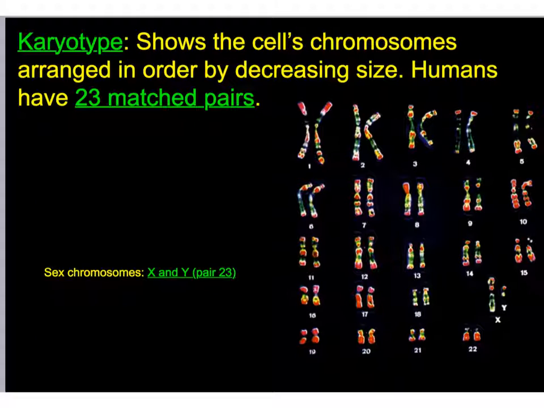We have them in 23 matched pairs. So for our species, and this is not the case for all species, we have 2 chromosomes for each of what we call a homologous pair. And we have 23 of those pairs. So 2 times 23 is a total of 46.